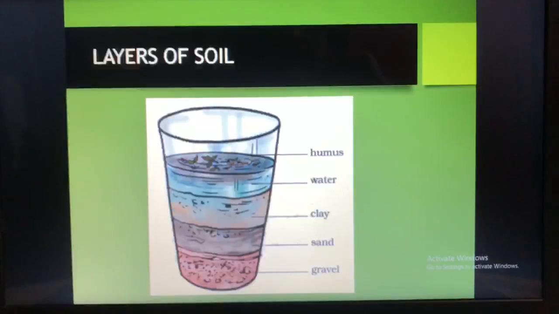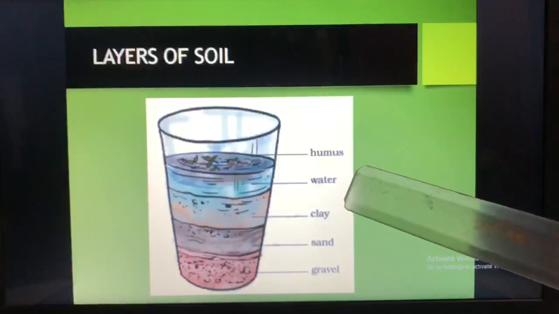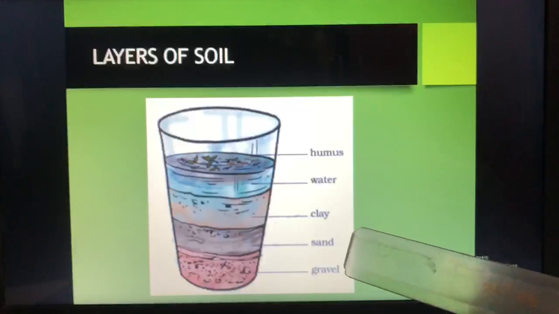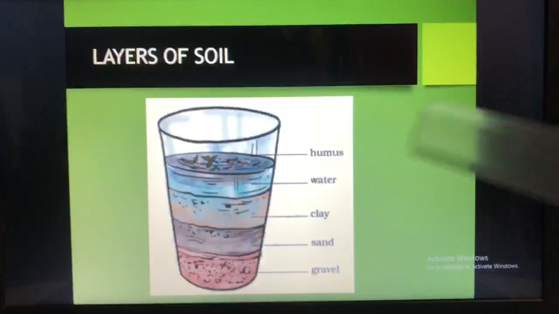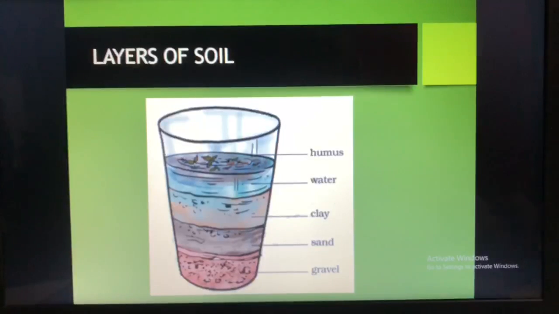So what can you see? You can see the different layers of the soil: humus, water, clay, sand and gravel. Gravel means small pieces of stone, and humus means dead and decaying matter, or all the waste, leaves, sticks and all, which you can see floating on the water up here. This is the humus.